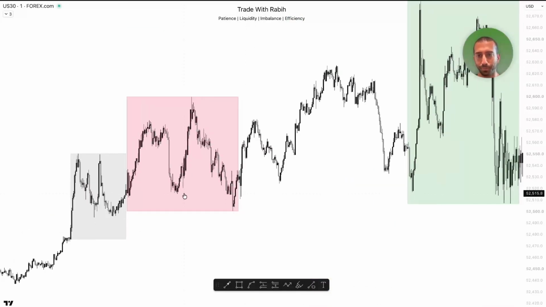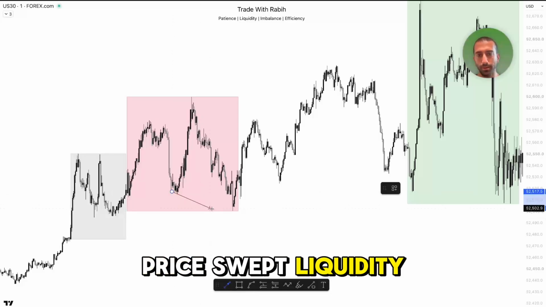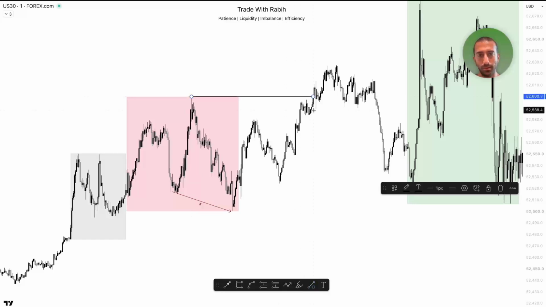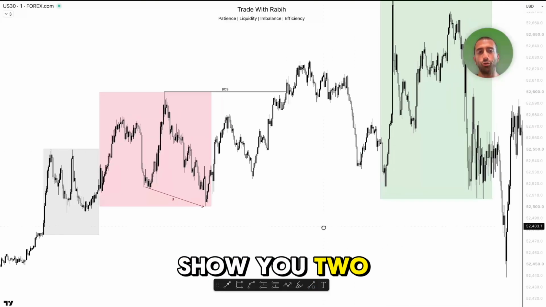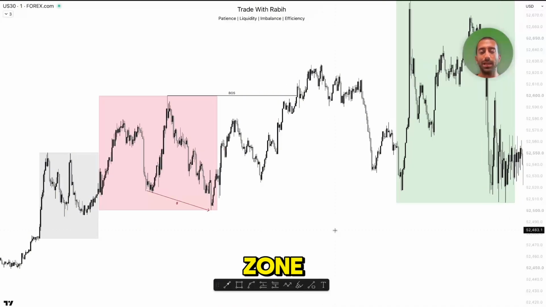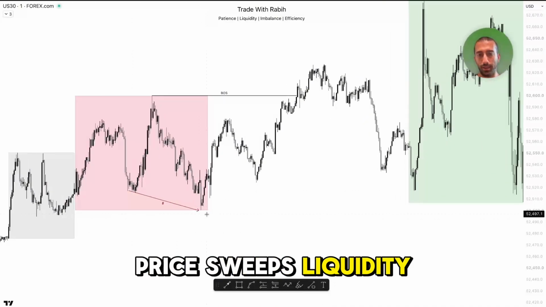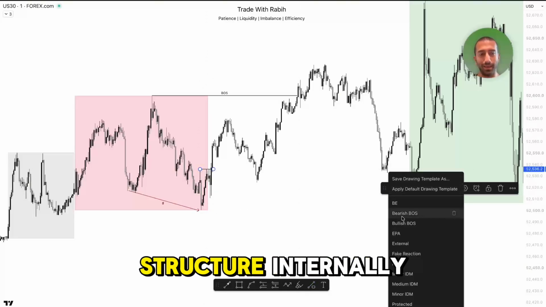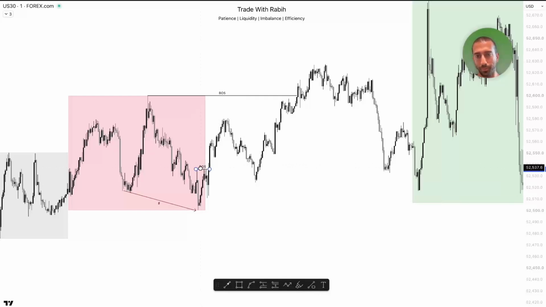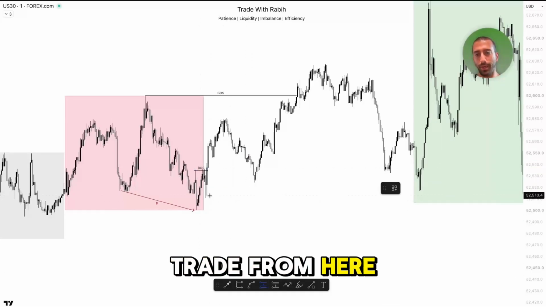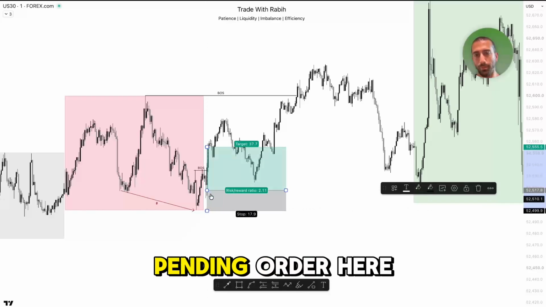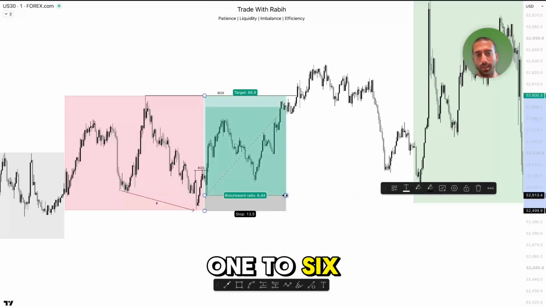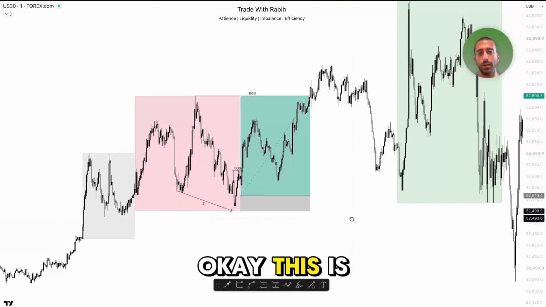Now, here. Price swept liquidity. And it broke structure here. Right? Now, I'm going to show you two scenarios for you to trade from this zone. Number one, if price sweeps liquidity and it breaks internal break of structure, this is a valid break of structure internally. That means that one, you can trade from here. You put a pending order here and you target the first external, 1 to 6. Okay? This is number one.